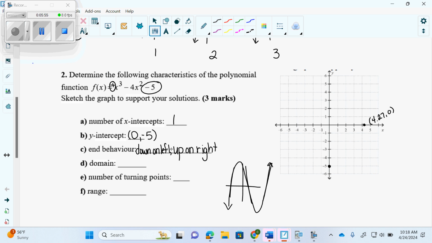Why? It's down on left because they have to be in opposite directions because discos, right? If it's an even degree, so degree 2, the leading coefficient would tell me how it ends on the right, so up on the right, then I would know it also is up on the left because they're in the same direction. Do you agree?